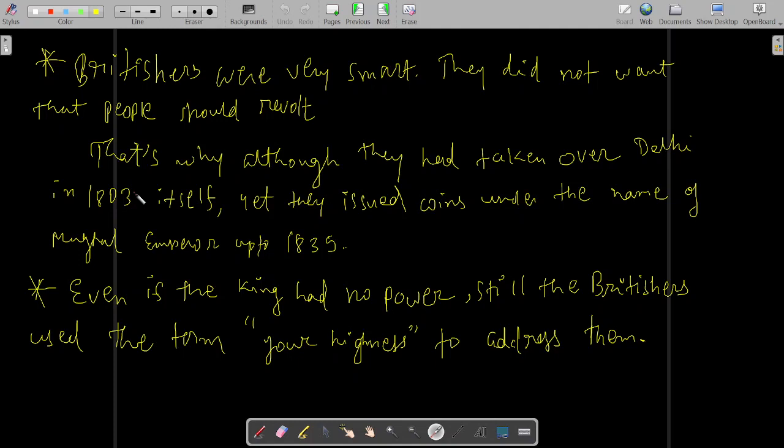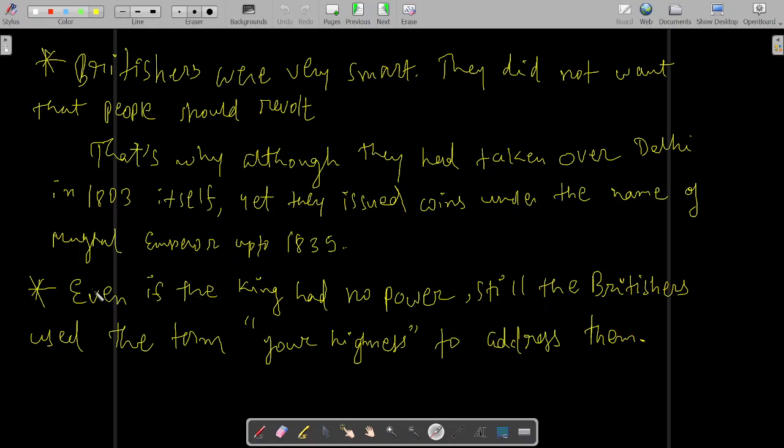But soon the Mughals started losing their presence in the minds of the people. So as soon as they thought that now the time was ripe to take away all the power from the Mughal emperor in the de jure sense also, they took over all the power in legal terms from the Mughal emperor in 1835. Okay, so this is a very important fact that even if the king was powerless, still the Britishers used the term Your Highness to address them.